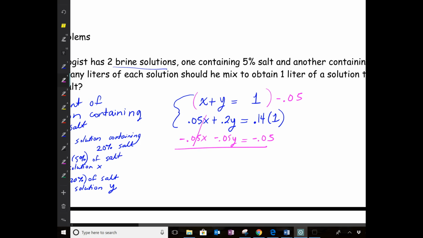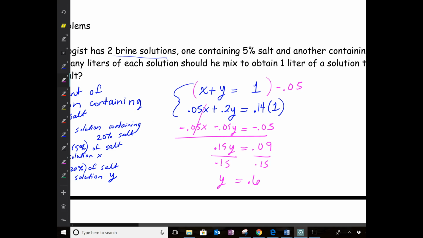Add straight down. So 0.20 minus 0.05 would give us 0.15y is equal to 0.14 minus 0.05, which would give us, what is that, 0.09? Yes, 0.09. Divide both sides by 0.15. And that would give me y is equal to 0.6 of a liter. So we should have 0.6 of a liter containing the 20% solution.